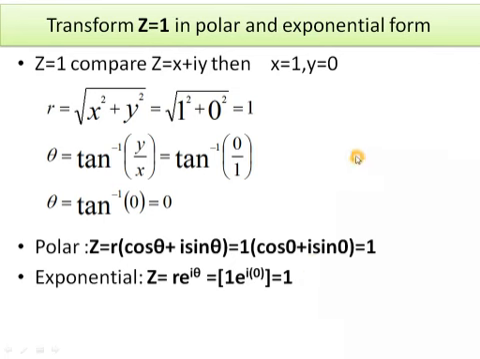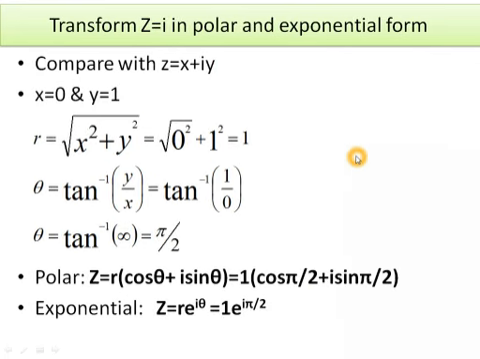In the next example, we will just change our number to z is equal to plus i. The question is the same. So we are comparing z is equal to i with respect to z is equal to x plus iy. By comparing them, we are getting x is equal to 0 and y is equal to 1 now. Once we know the values of x and y, we can calculate the value of r. And it is square root of x square plus y square. It comes out to be 1.